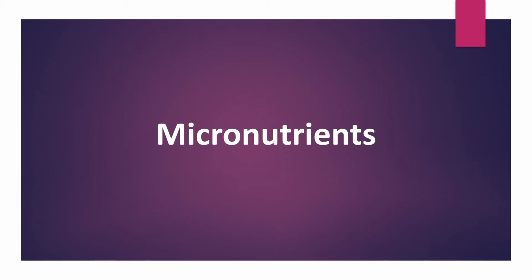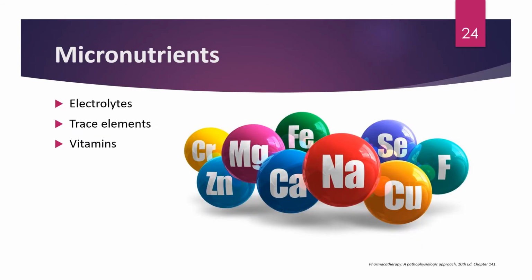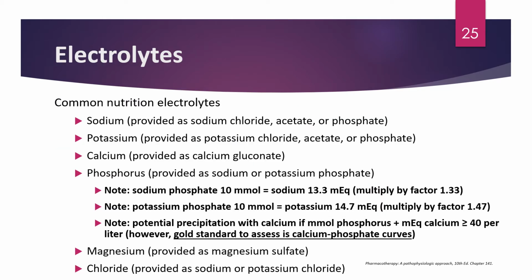So now we're going to discuss micronutrients. Micronutrients consist of electrolytes, trace elements, as well as vitamins. In terms of electrolytes, these are things that you are probably used to seeing because you've seen many different lab panels out there, like a BMP or basic metabolic panel. Electrolytes are basically helping to supplement a lot of the electrolytes on your BMP.